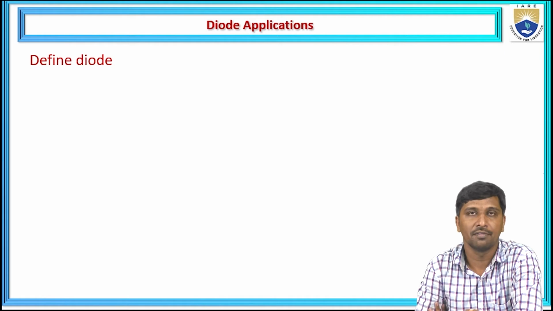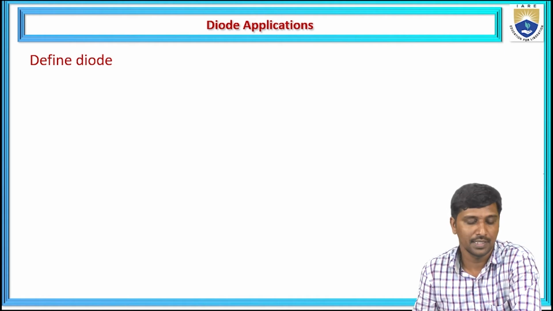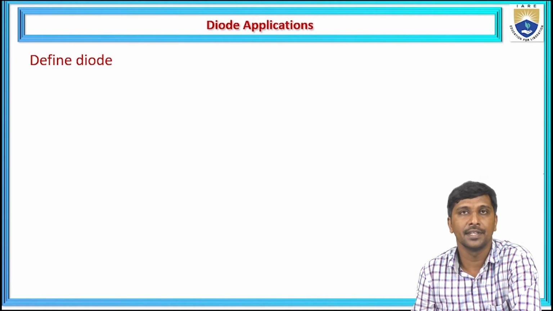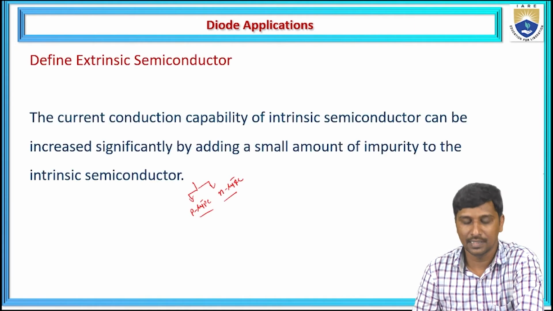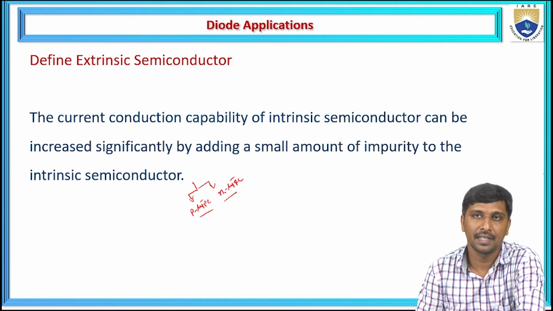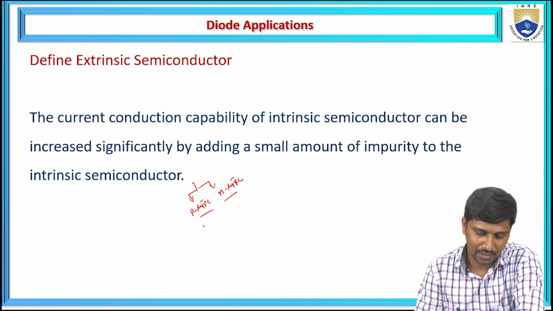Now we are going to define a diode. So what is a diode actually? Here the diode is made up of two different materials. In that, we discussed P-type and N-type materials, where trivalent impurities are added. Trivalent means the third group atoms.